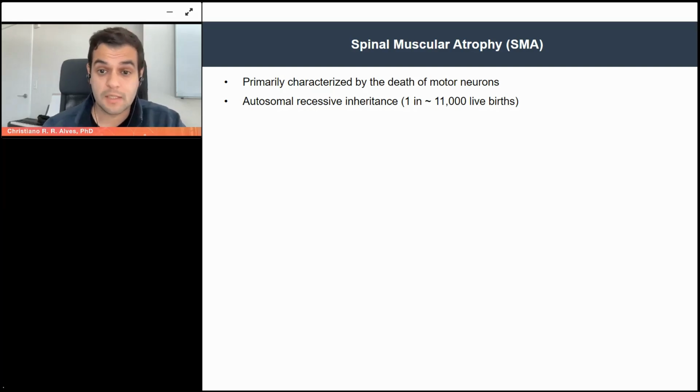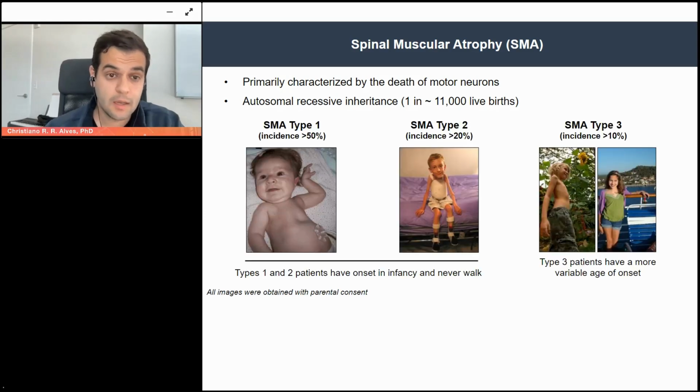The prevalence of this disease is about 1 in 11,000 live births. This varies depending on where you're checking, but worldwide we're talking about 1 in 11,000. And then in the clinic, we can divide this condition into 3 subtypes: SMA type 1, 2, and 3. Type 1 is the most severe of these types, and is also the most prevalent. More than 50% of patients are usually diagnosed with SMA type 1.